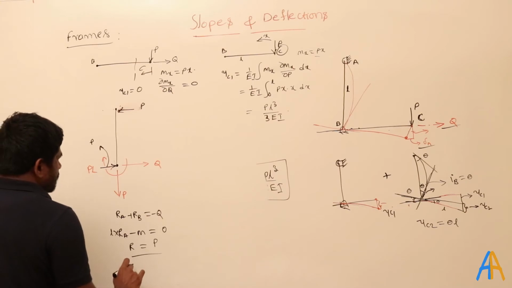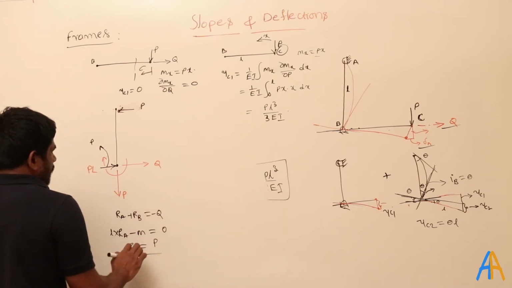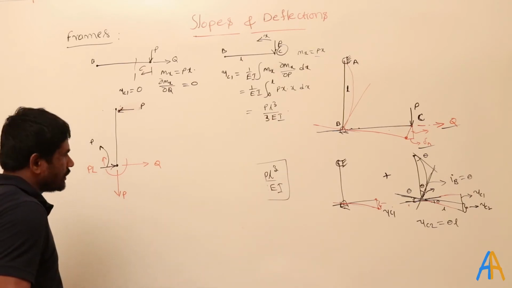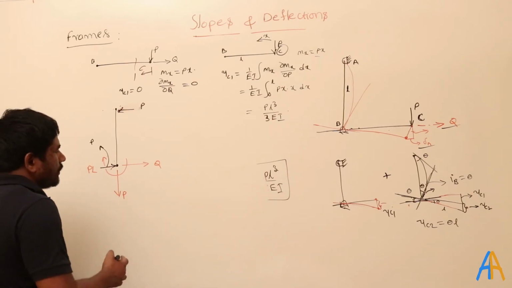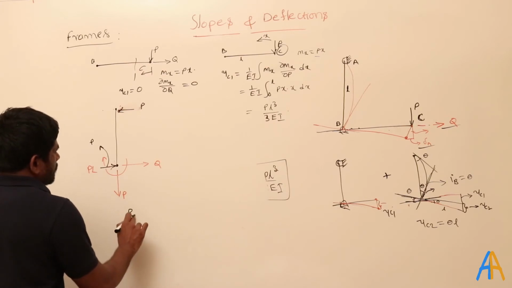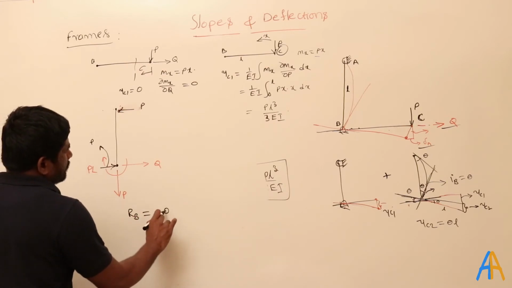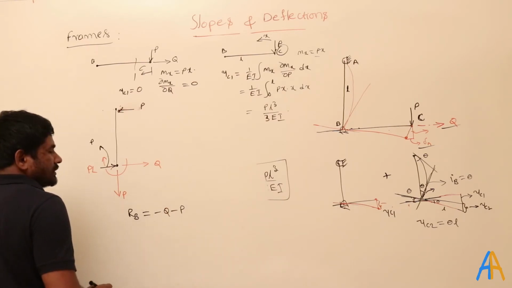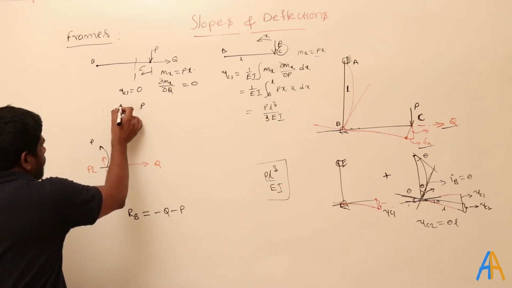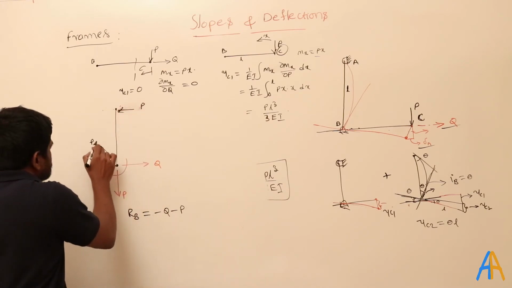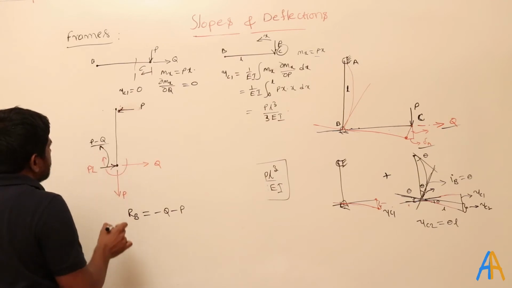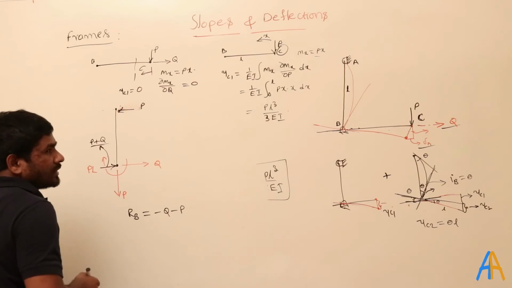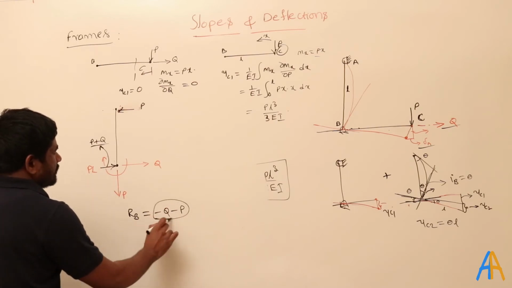When RA equal to P, then automatically RB equal to minus Q and minus P. Minus Q minus P, that means its direction is changing. So here at A the value is not changing, but here only Q is added extra, and if it is in this direction, both are adding, so P plus Q. Okay, both are in the same direction at B.